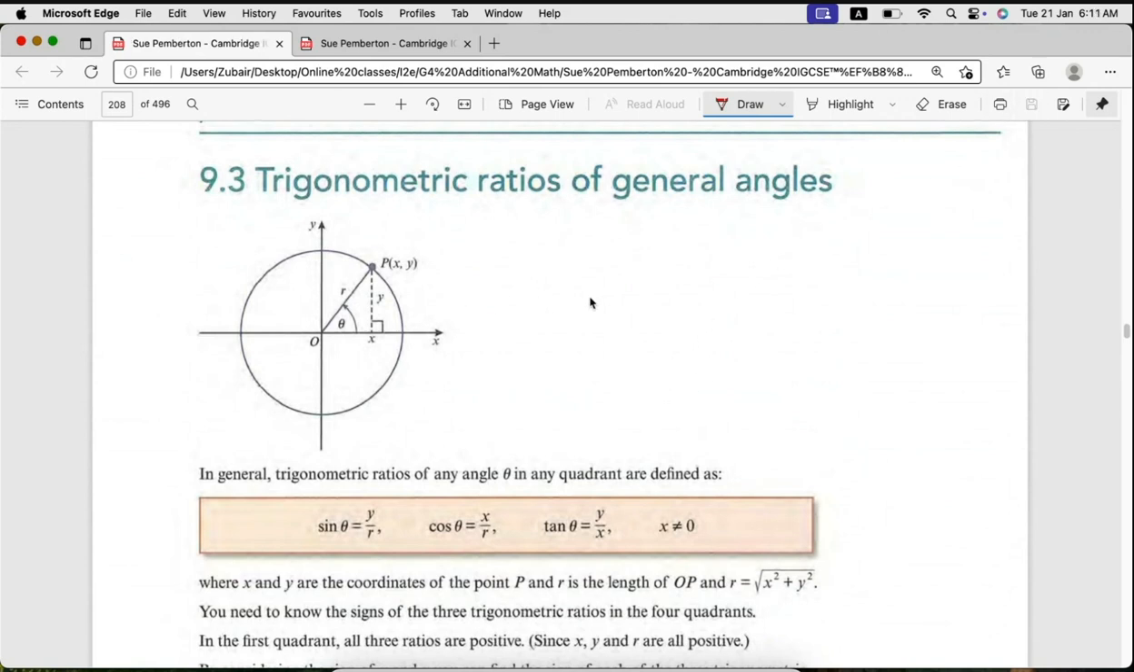Okay. We've discussed some of them indirectly. Trigonometric ratios of general angles: sine theta, cos theta, tan theta. The triangle is showing us x, y, and r. This is x, this is y, this is r. So using the same, sine theta is y over r, cos theta is x over r, tan theta is y by x, where x is not equal to 0. That's in the denominator.